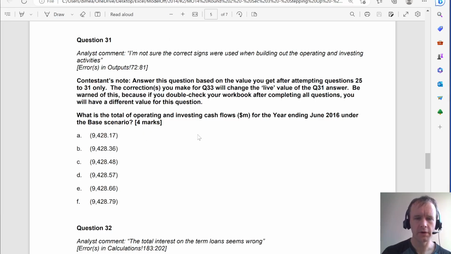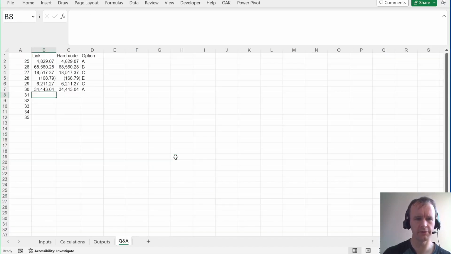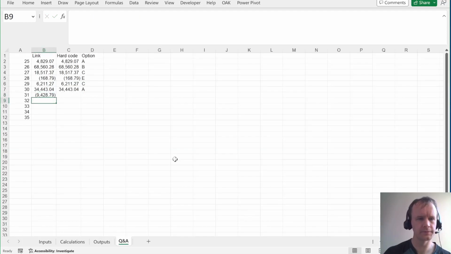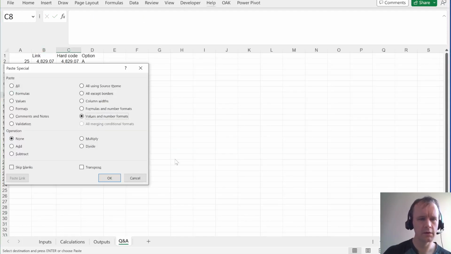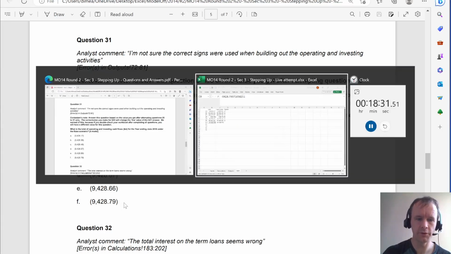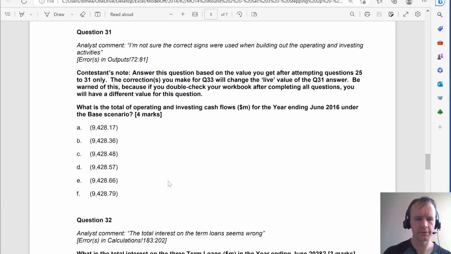The total of operating and investing cash flows for June 2016. So here are our operating and here are our investing. Okay, fine. So sum, I don't need the sum to add two numbers together. This plus this. So 9428.79, which is there? F. Whoops, sorry, wrong one. F. All right, next question.